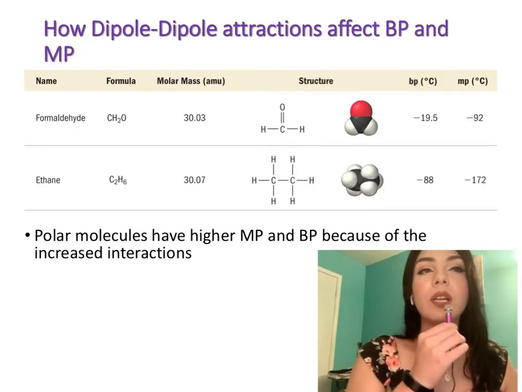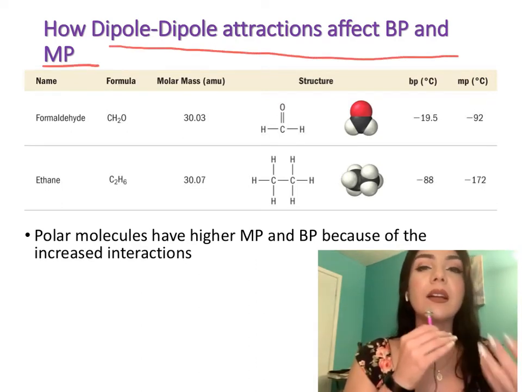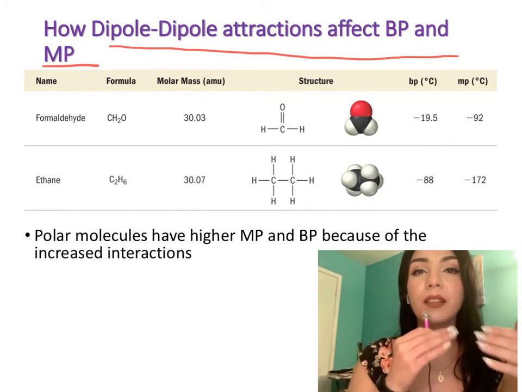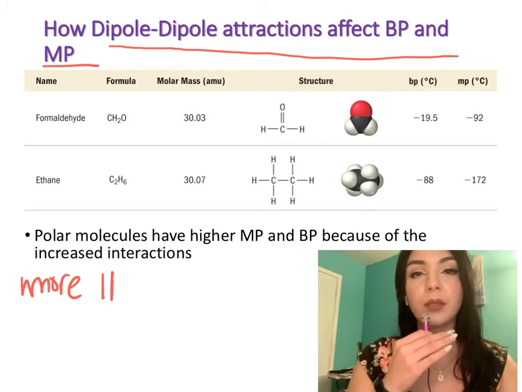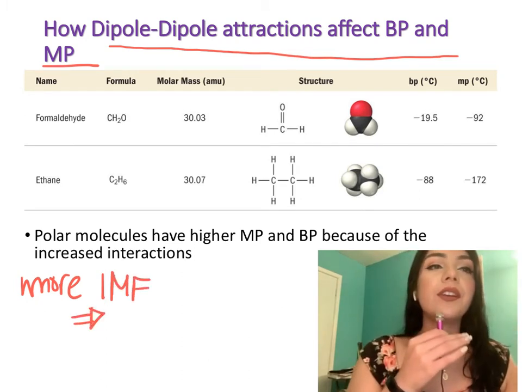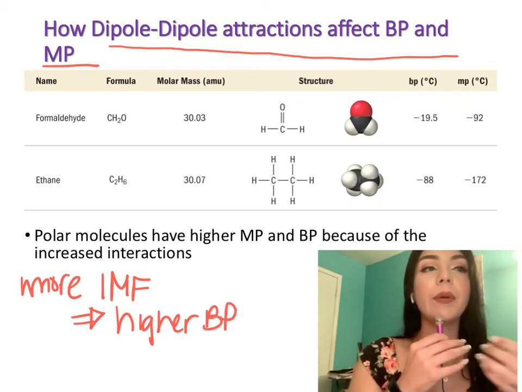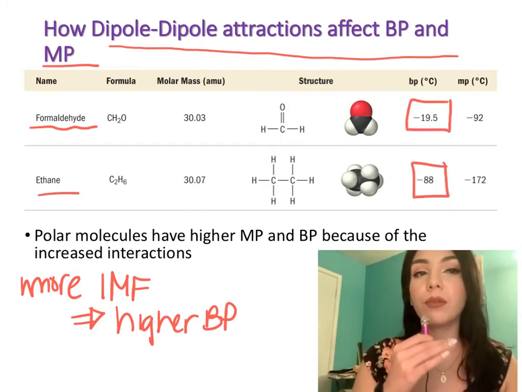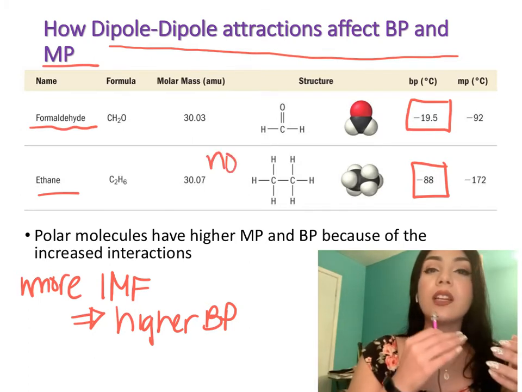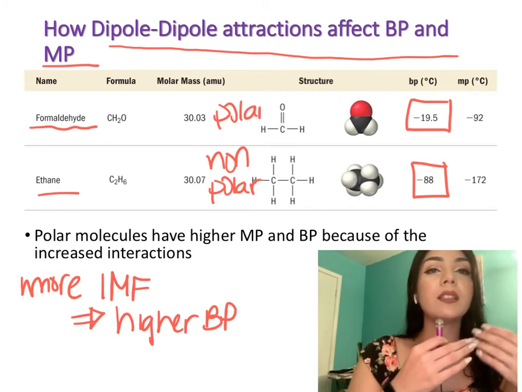So how do dipole-dipole attractions affect boiling point and melting point? And this is just a theme in this chapter. The more intermolecular forces you have, the higher the boiling point or melting point. And here you can see that formaldehyde, which is polar, it has an overall dipole moment, has a much higher boiling point than ethane, which is not a polar molecule overall. Now, ethane does have London dispersion forces occurring between molecules, but it doesn't have dipole-dipole.